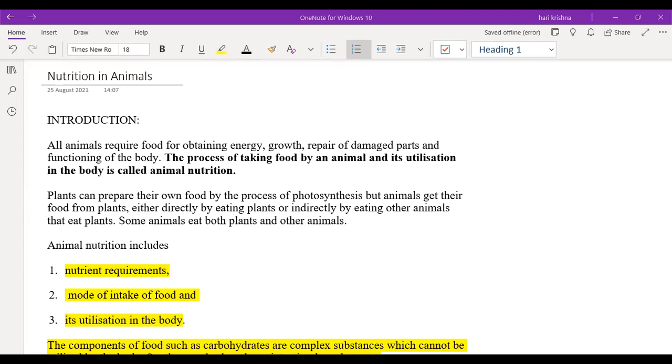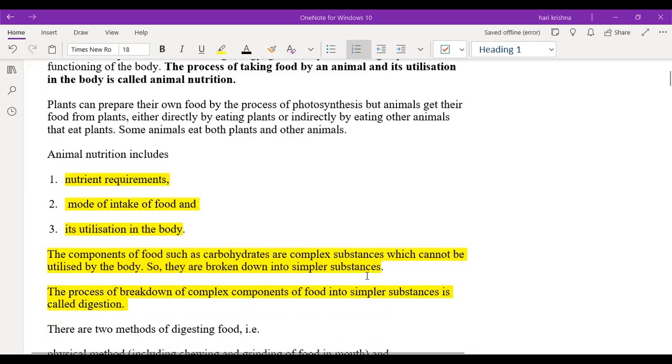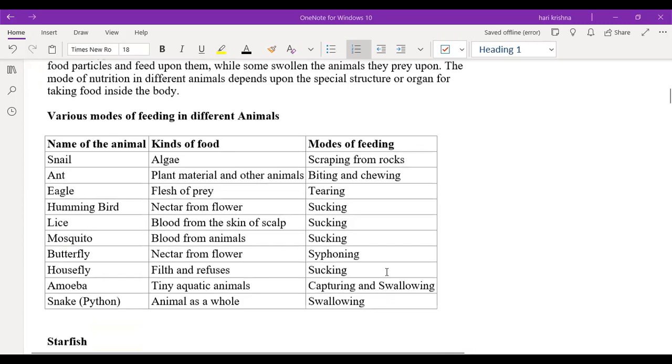Yes, sir. Okay. So different animals will have different types of intake of food. So you can see one tabular column here. There are different types of animals there.